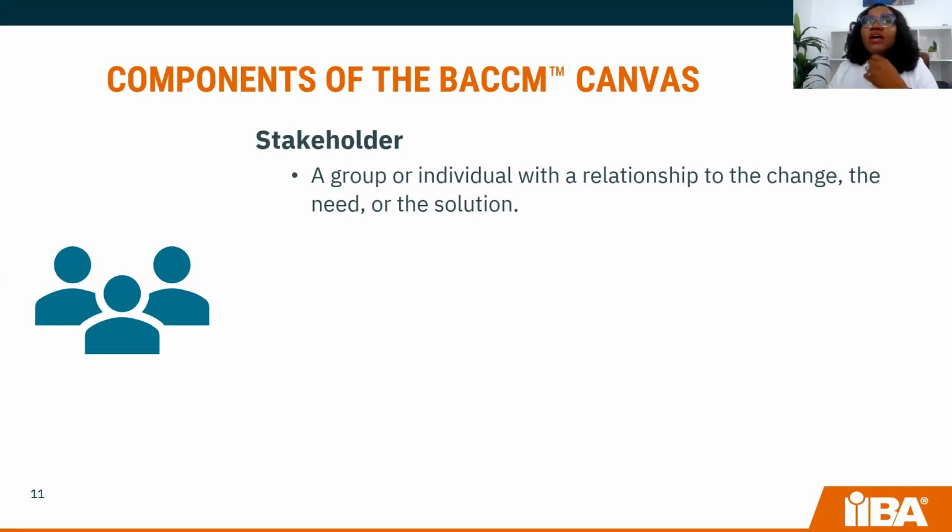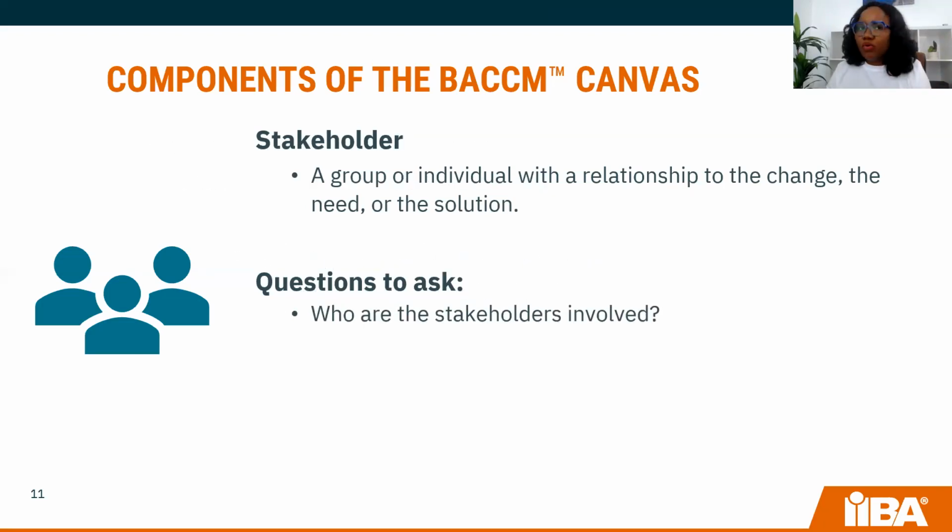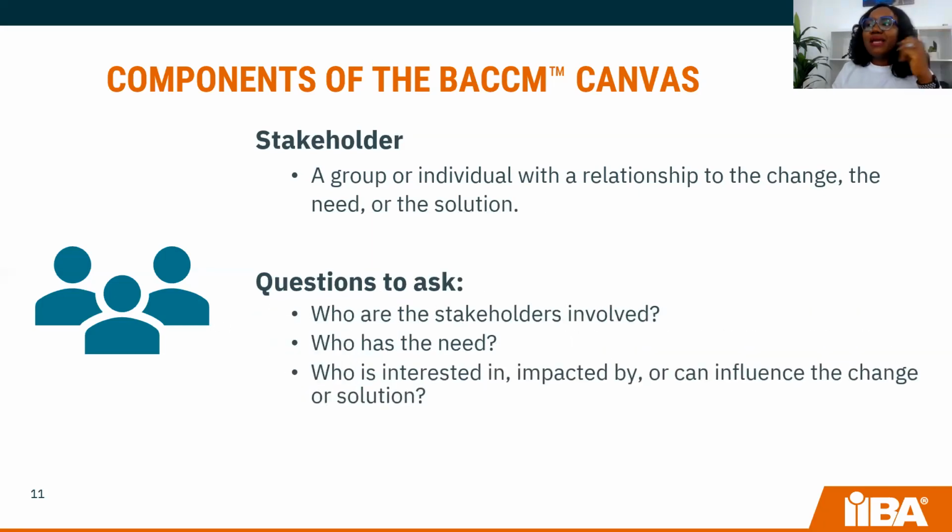Now, when you want to populate the canvas, there are some questions you want to ask that can help you, apart from the techniques I've mentioned, to identify the stakeholders. Some sample questions could be, who are the stakeholders involved? And this could be in a meeting with your project sponsor or project owner or whoever is initiating that business analysis work. You could also ask questions like, who has the need? Who has this problem? Who needs this opportunity? Who has this constraint? You could also ask, who is interested in, impacted by, or can be influenced by the change that is about to happen? This would help you begin to uncover all the stakeholders involved.